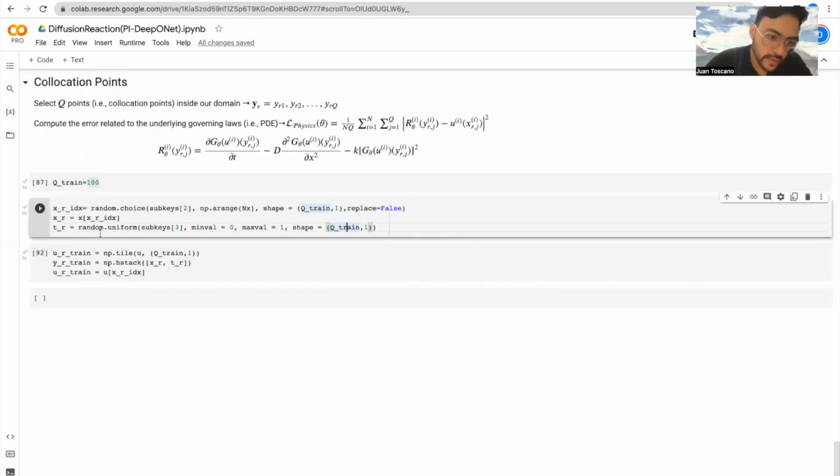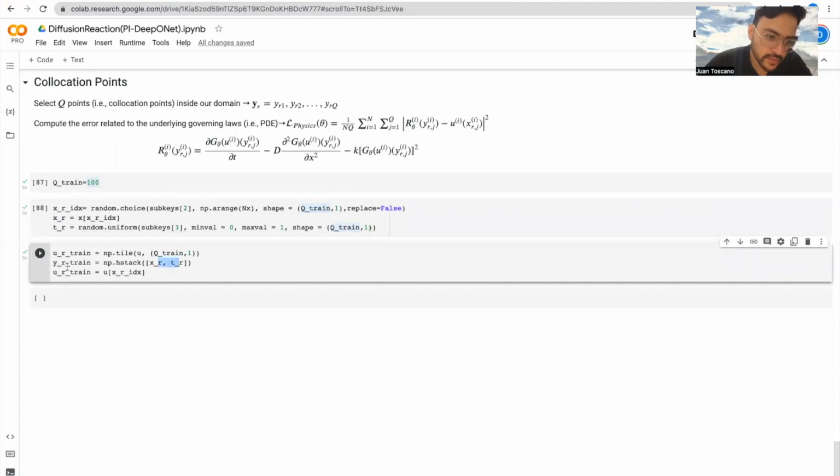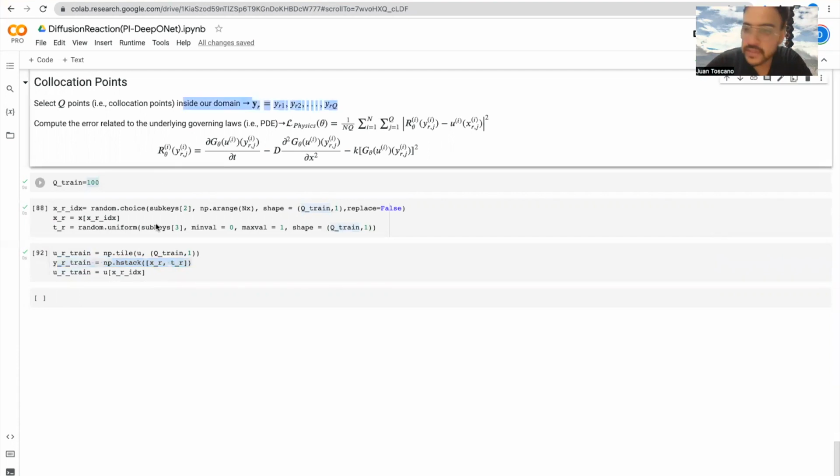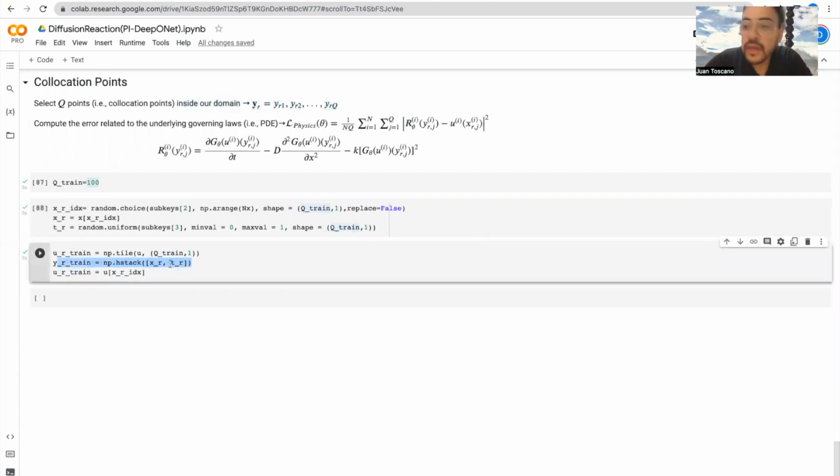Then collect both input variables into this YR train, to be consistent with the previous names that we gave it. Now, you should see here that we have two UR train. And the question would be, are those the same? The short answer would be no. It's the same input function, but they are evaluated at different points. And that's what we'll see right now.